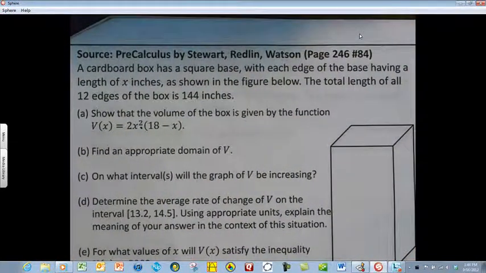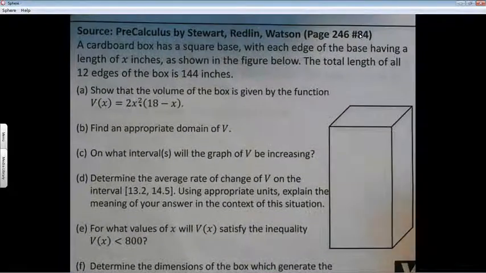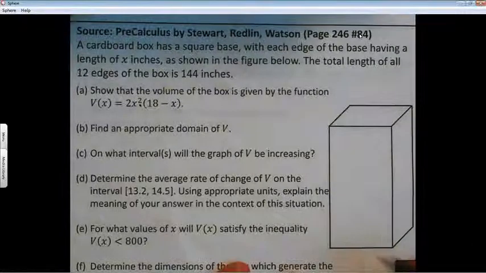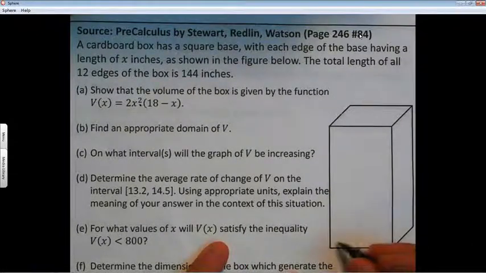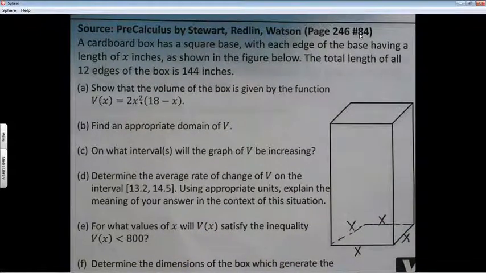This problem comes from a textbook, not one that we use in this course, but a textbook that I like to refer to. We've got a cardboard box with a square base. Each edge of the base has a length of x inches as shown in the figure below. So this is the base over here. You can't quite see that side. So this is x, that's x, that's x, and that's x. All four sides of that base are going to be x.